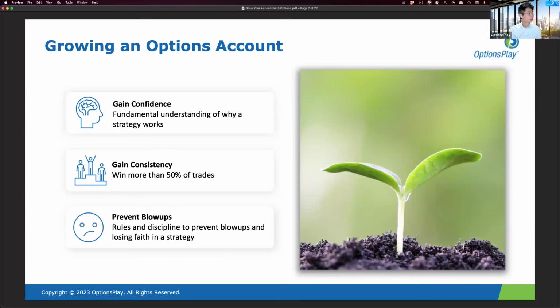You need to understand why a strategy works. I see a lot of traders that trade strategies simply because someone else told them to trade them, or because someone else taught them the strategy. And the problem there is that many times, if you're just following what someone else is doing without understanding the strategy, the second you go through any string of losers, you jump ship and you try to do something else.